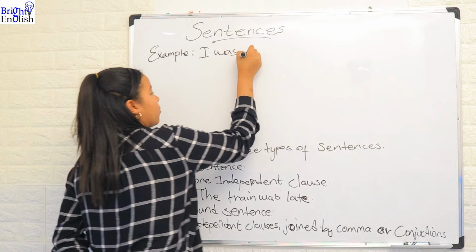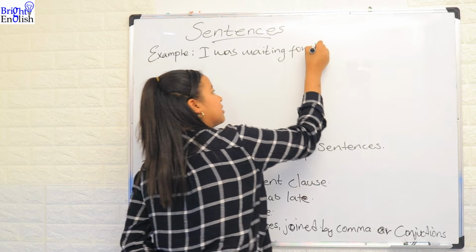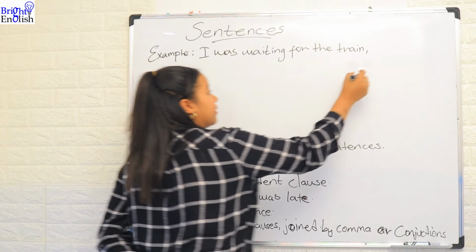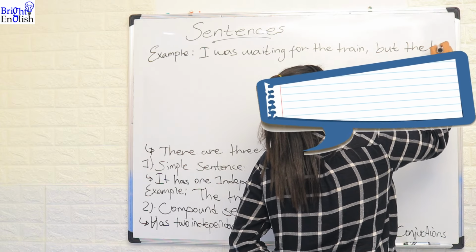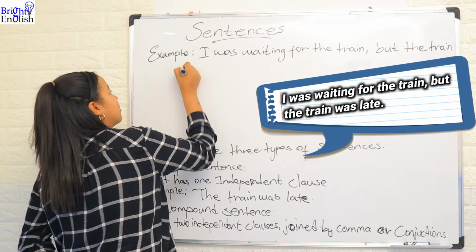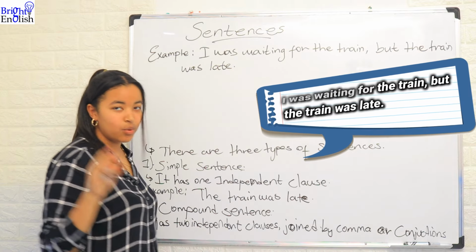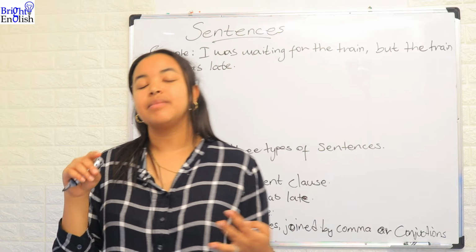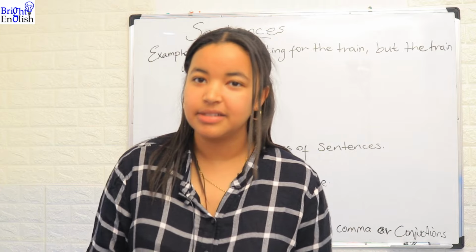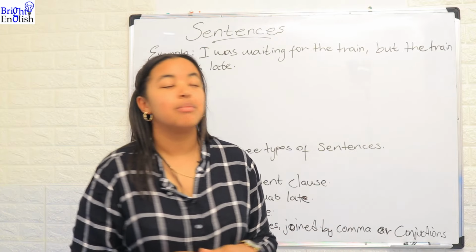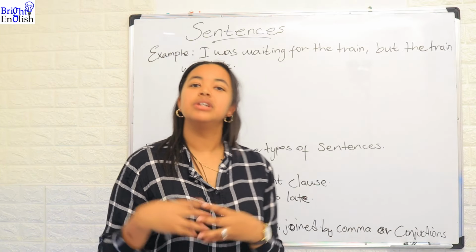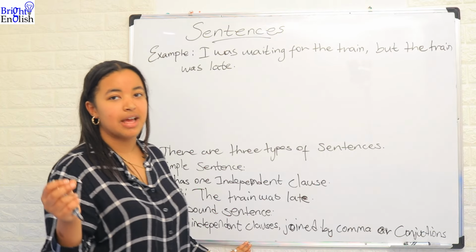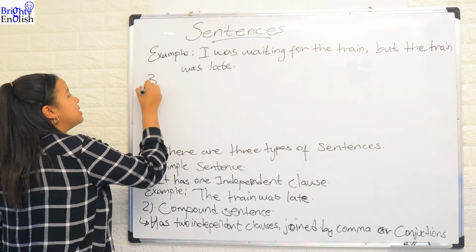I was waiting for the train. But the train was late. Two sentences joined by a conjunction. The conjunctions are for, and, nor, but, or, yet, so, the FANBOYS. When they are joined by conjunctions, they are called compound sentences. So a compound sentence is two independent clauses joined together.